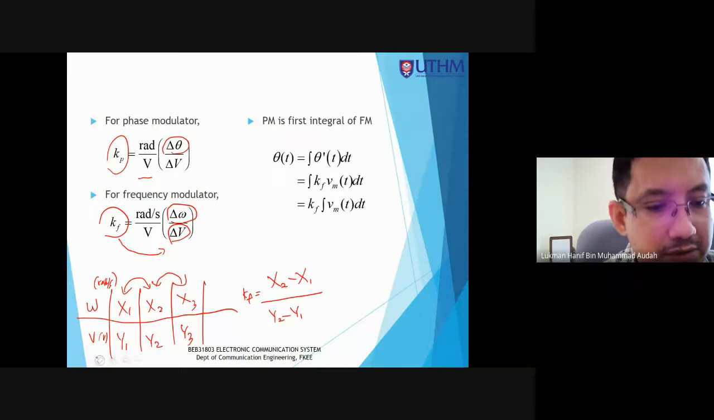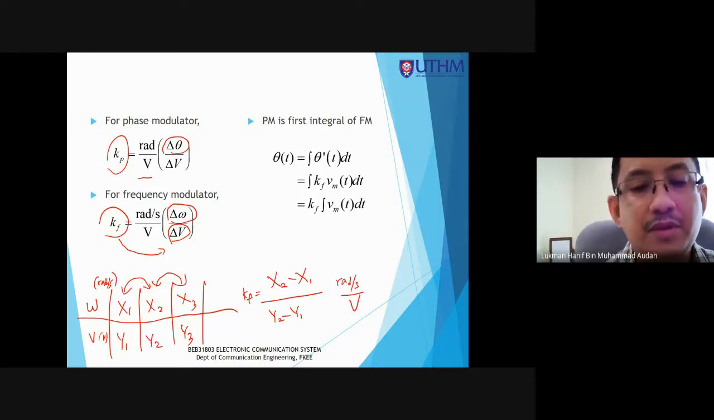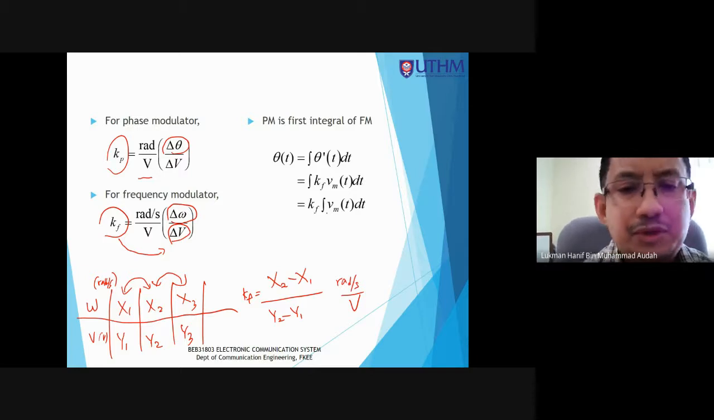So this is radian. So radian per second per volt. Okay, so ini unitnya lah. Okay, and actually you can also do either like this. Okay, x3 minus x2 boleh juga.